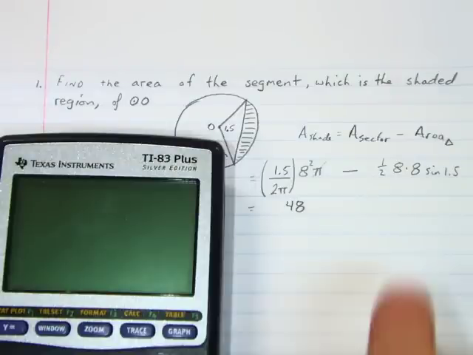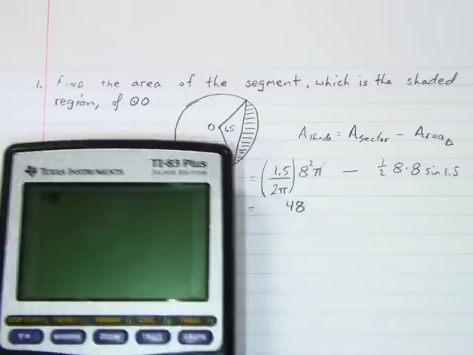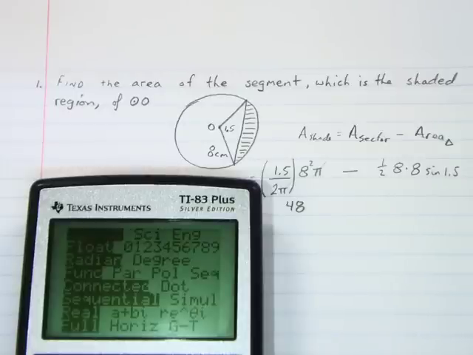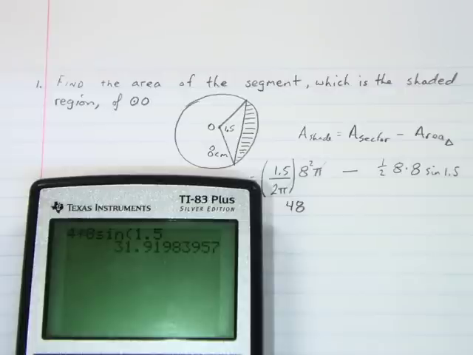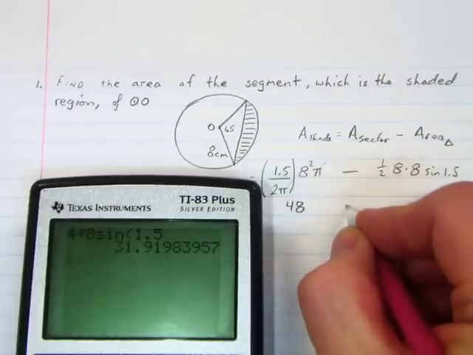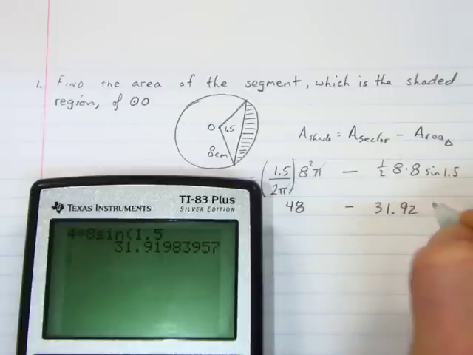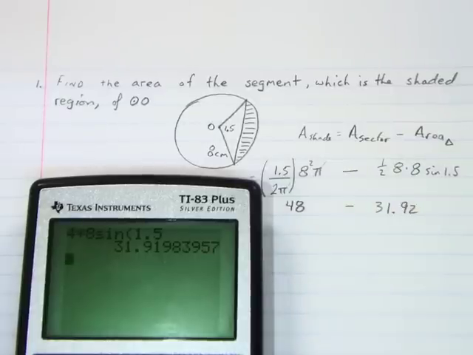We could just say 1/2 of 8 will be 4. 4 times 8 times the sine of 1.5. And just to make sure, I'm going to hit my mode. Yes, I'm in radian mode, so I'll go back to my screen and I could hit enter. And then it tells me my answer is 31.92.